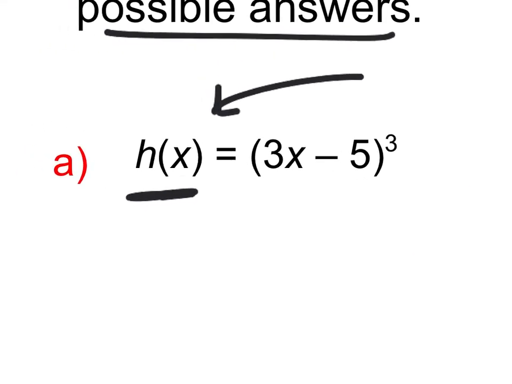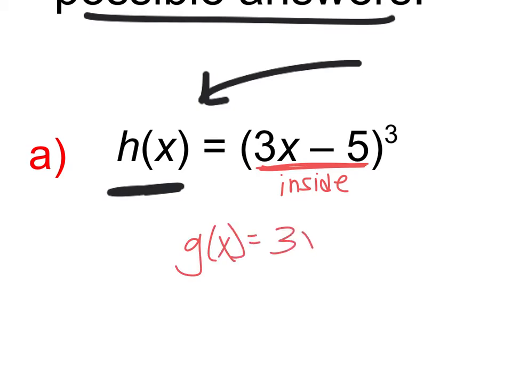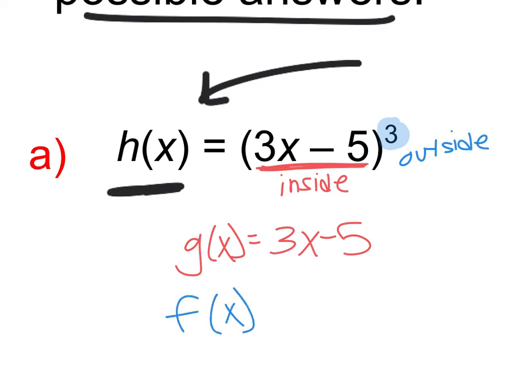In letter A, what I notice is inside is 3x minus 5. So I would call this the inside function. I would say g of x is 3x minus 5. And then outside of that, the only thing outside is the cubed. So that means my outside function, my f of x, is x cubed.